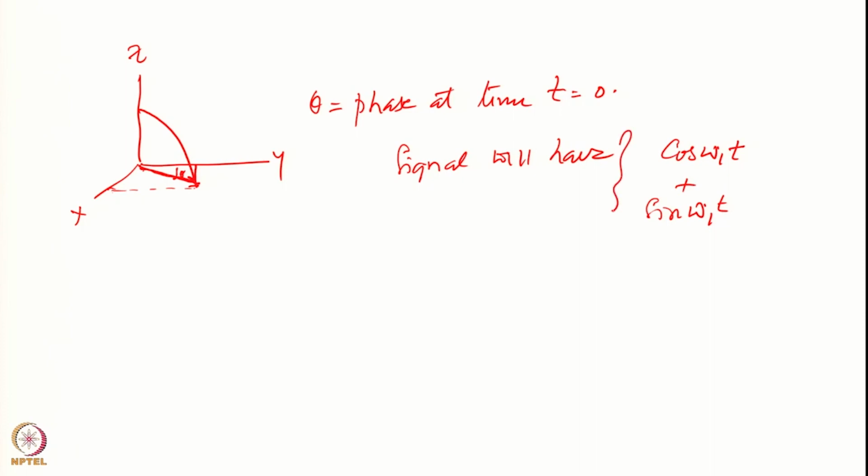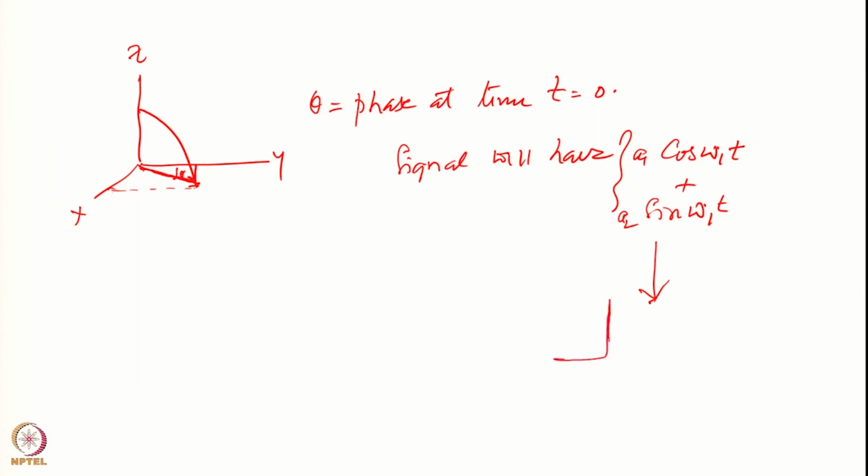If I Fourier transform this, what should I get? This will have a certain amplitude, a coefficient, let us call this A1 and this A2. There are two coefficients depending upon what the error theta is; depending upon that, the components along the y and x axis will be different. Whatever is along the y axis will have cosine omega I t, whatever is along the x axis will have sine omega I t.